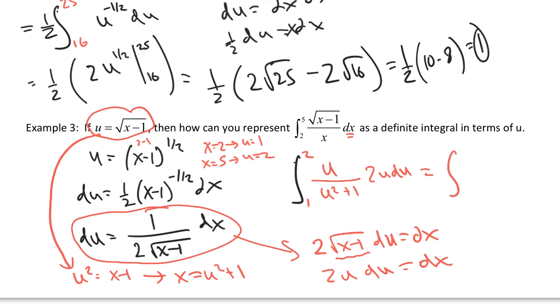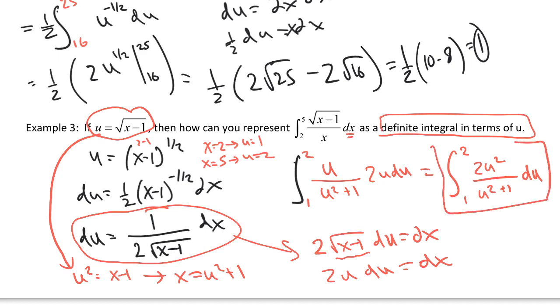So to get a final answer here, I'd get the integral from 1 to 2 of 2u squared over u squared plus 1 du. And notice the problem just said, write it as a definite integral in terms of u. That's what we've done. Changing the bounds is super important. You had to get that done. All right, that's all for this video. Thanks for watching.